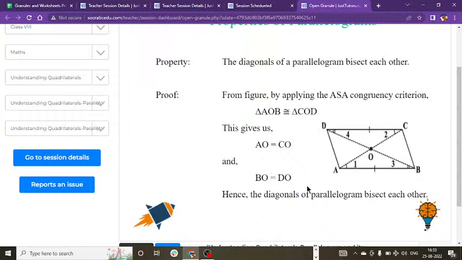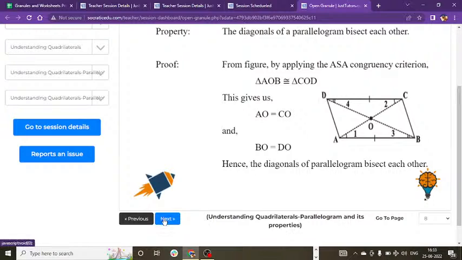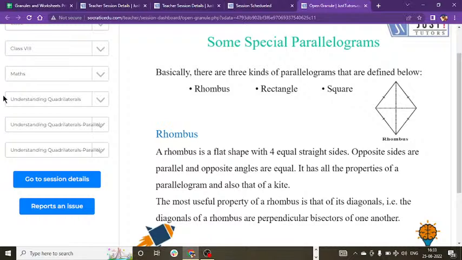I hope you are clear till here about the properties of the parallelogram. Now we are going to learn some special parallelograms, that are rhombus, rectangle and square, in this slide.